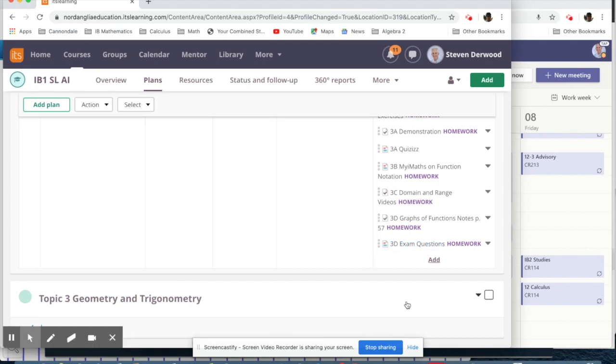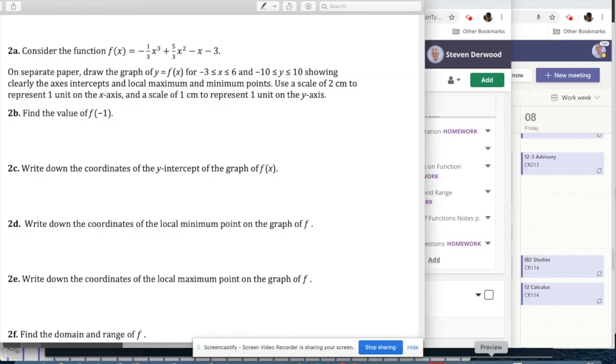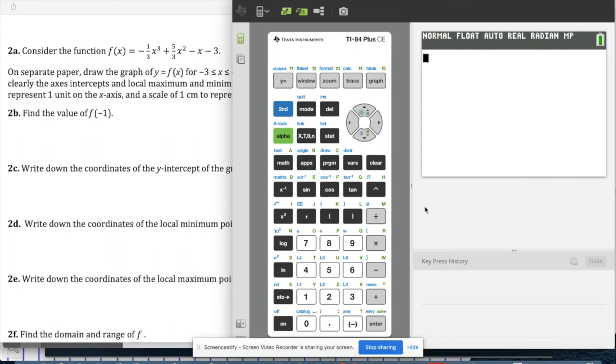So I opened the PDF file in preview, so that I can actually write on it by doing some annotation. First part of the question, on separate paper, draw the graph of this polynomial on these coordinates. Okay, so I'm going to use the calculator to help me with that. I have the key press history down here on the lower right hand screen, so you can see what buttons I'm pushing to graph the function.